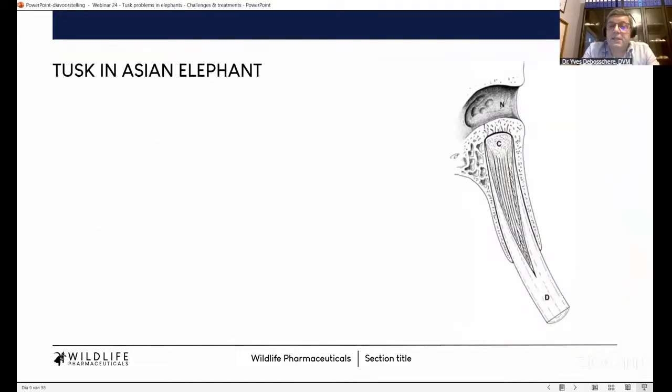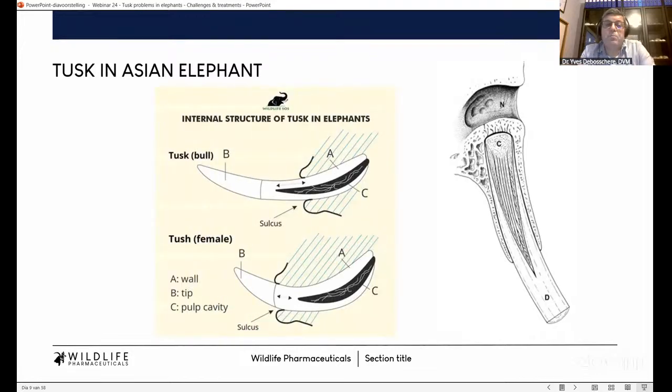So if we look at the tusk in an Asian elephant, you can see on the right side the D, that's the ivory, the C, that is the pulp chamber, and N is the nasal cavity. Between the nasal cavity and the apex of the tusk, there is a very, very small area, between 3 millimeters and half a centimeter. So you can easily break it if you want to extract a tusk roughly. So you have to be very gentle. You have to know what you do because it can be very, very complicated afterwards, and you can have complications like an oronasal fistula.